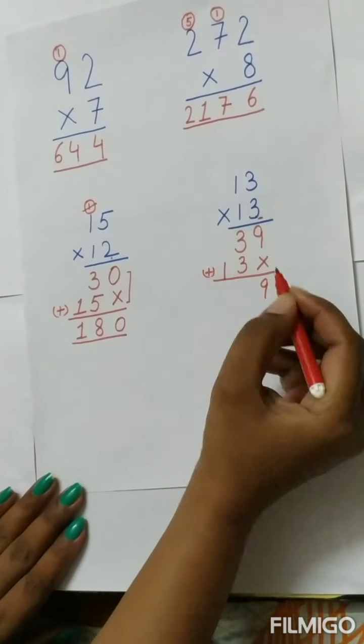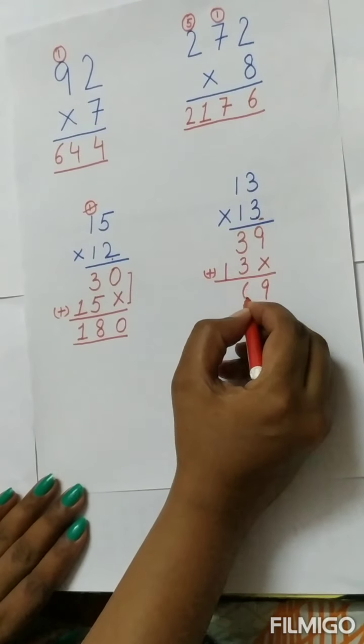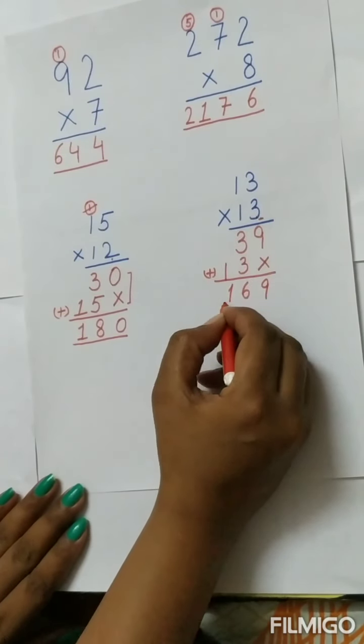9 will remain 9 only. What is 3 plus 3? 6. And 1 will remain 1.